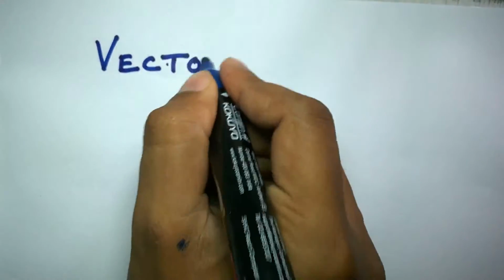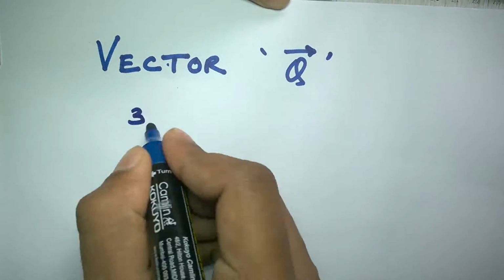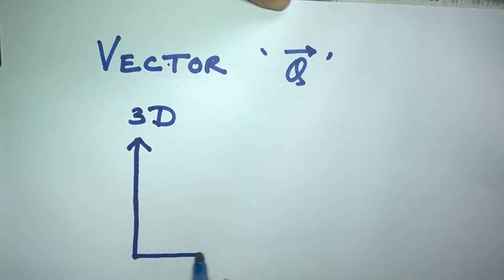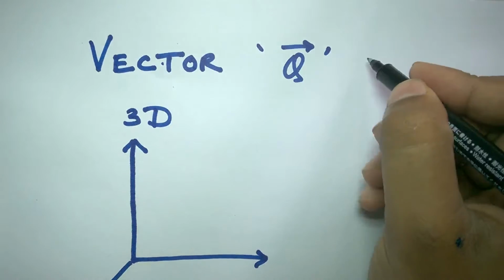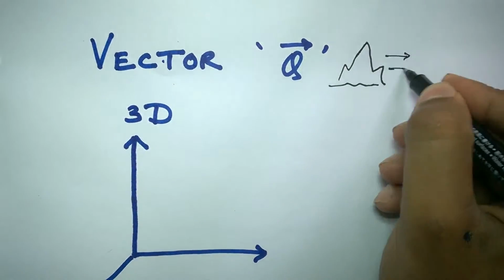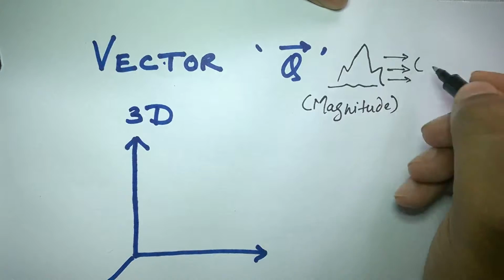Before continuing to other topics, let us learn a little about vectors. A vector quantity is often represented with an arrow on top of the quantity. In general, it is taken in 3 dimensions, as we live in a 3-dimensional world. By this, you might have guessed that the quantity has a magnitude as well as a direction.